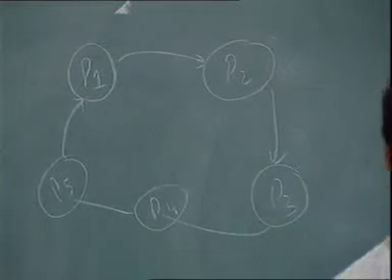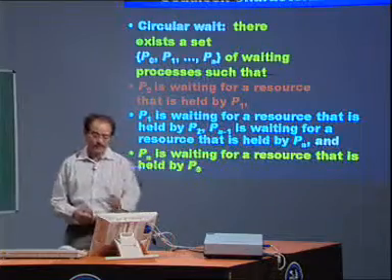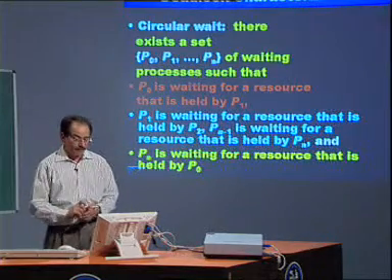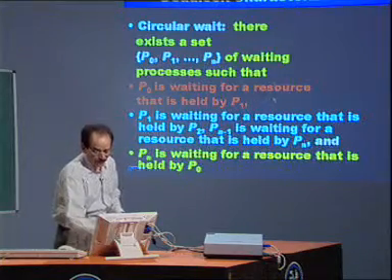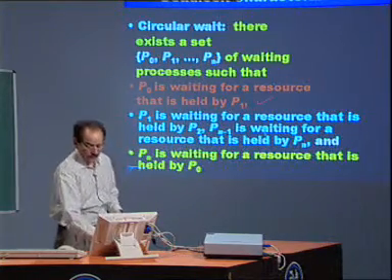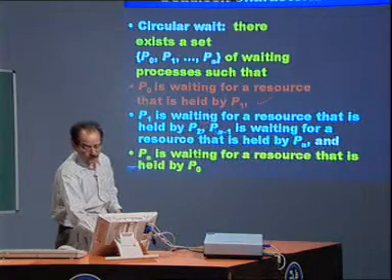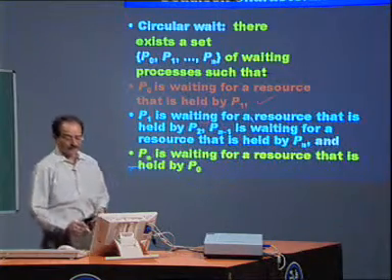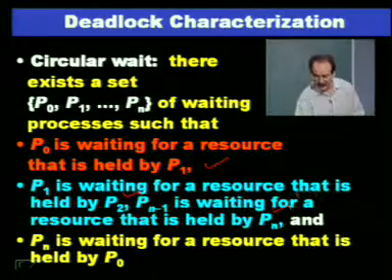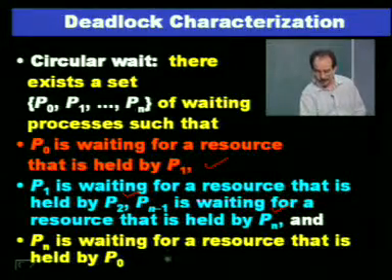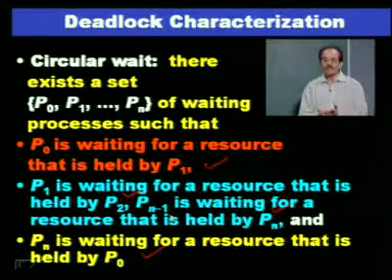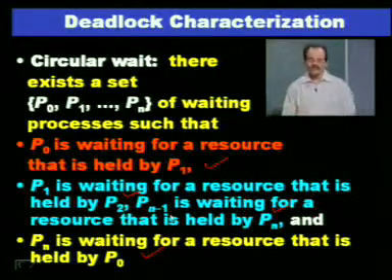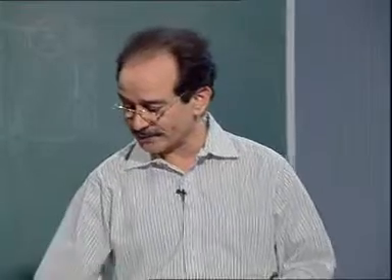There exists a set of processes P 0, P 1, P 2 up to P n, and what is happening? P 0 is waiting for a resource held by P 1, P 1 is waiting for a resource held by P 2, and continuing this way, P n minus 1 is waiting for a resource held by P n, and P n is waiting for a resource held by P 0. So, this is what we call a circular wait, whereby each one of them is waiting for the other to leave the resource for its utilization.